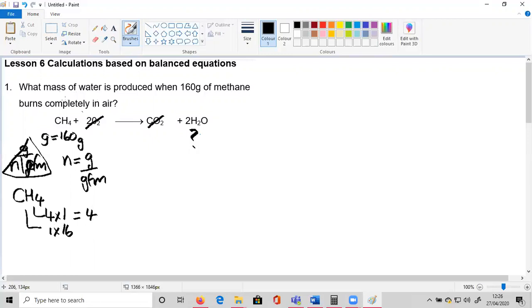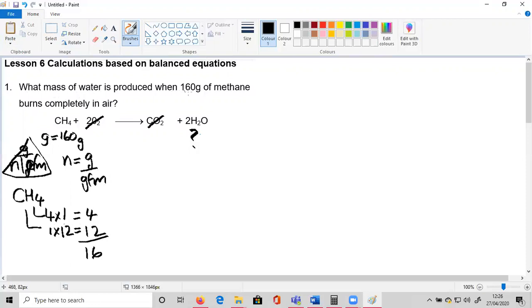Whoop, sorry, wait a minute. Maybe you noticed my mistake there. Carbon hasn't got a mass of 16. What am I thinking about? It's actually got a mass of 12. So that's 12. So if you add them two together, you get 16. So the gram formula mass is 16.